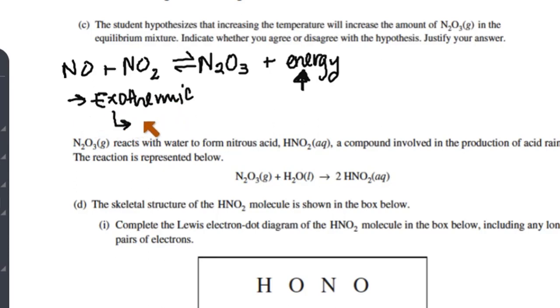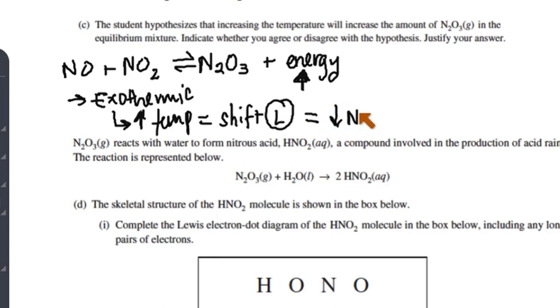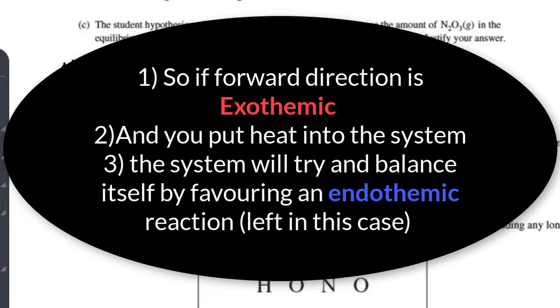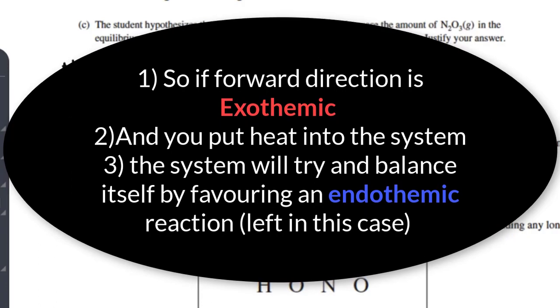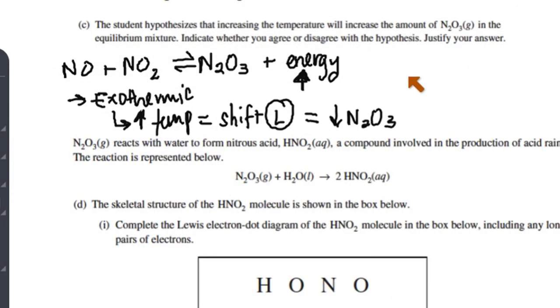So because it's an exothermic reaction, an increase in temperature equals a shift left, which is the same as a decrease in N2O3. Therefore we disagree with this hypothesis. Just because you increase the temperature does not mean that all reactions will go further to the right. It depends on which side your energy is. If it's an exothermic reaction and energy is being lost, an increase in temperature will shift the reaction to the left and therefore decrease the product that is produced. Whereas if it's endothermic, this hypothesis would be true because energy would be on this side and it would shift right. So therefore we disagree with this hypothesis.